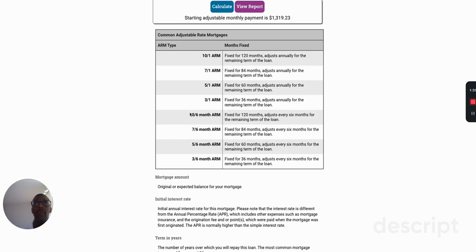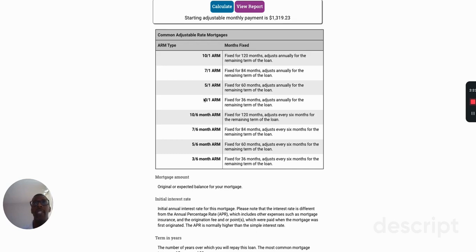So with these below here, the 10-6, the 7-6, the 5-6, and the 3-6, you typically see a lower rate, but obviously these are more risky, because if your rate adjusts every 6 months, it can adjust up or it can adjust down. So there's a little bit of fluctuation. It could be volatile during that period, and your monthly payment can fluctuate with this type of ARM. And it can be unpredictable because we will not know what point of the market cycle we'll be in when these rates adjust.